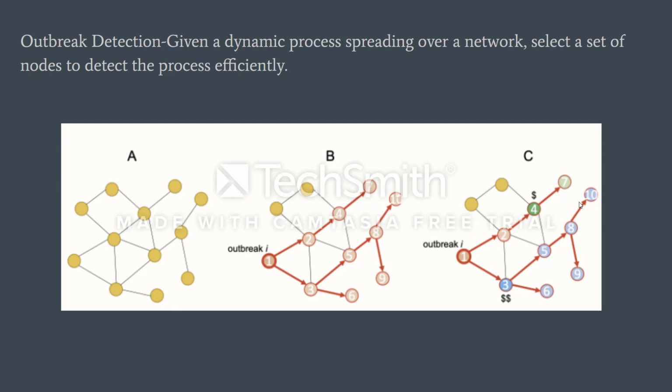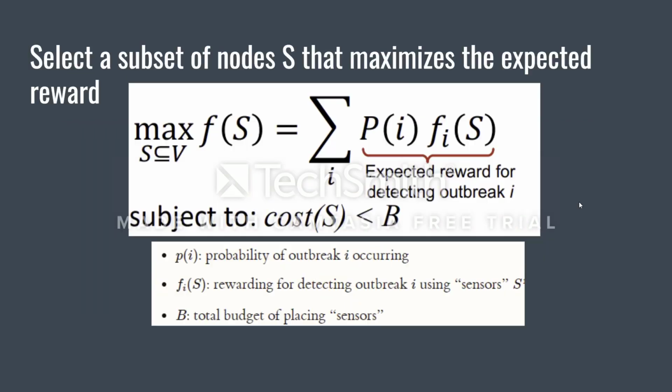A is the given network, while B shows the outbreak starting at I and spreading through the network. In C, putting a sensor at the blue position detects the outbreak faster than the green position, but it just so happens that the blue sensor is also more expensive.